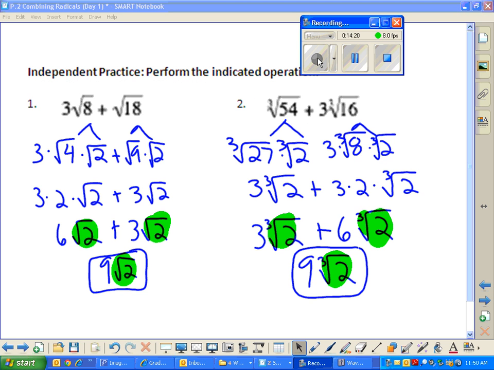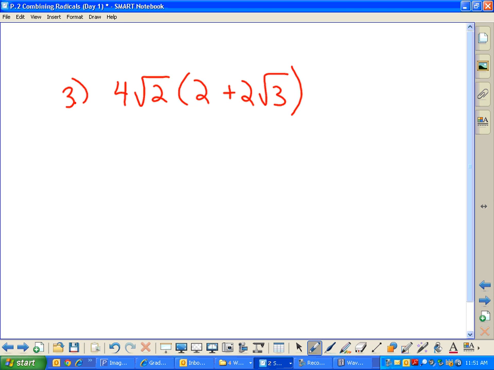And in practice, the first one is 9 square roots of 2, and the second one is 9 cube roots of 2. We're going to do number 3 from your homework together. So number 3 on your homework tonight. Let's talk about that. The problem reads 4 square roots of 2 times 2 plus 2 cube roots of 3. So you're going to see why we need notebook paper every once in a while to do our problems. This problem requires a little bit of work.